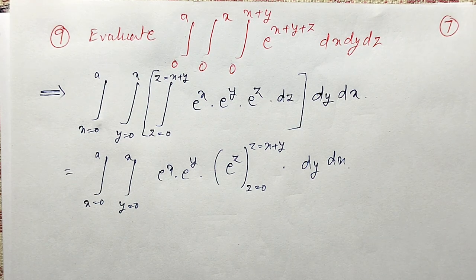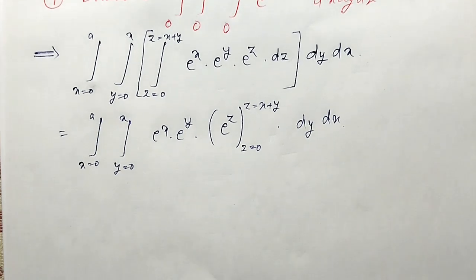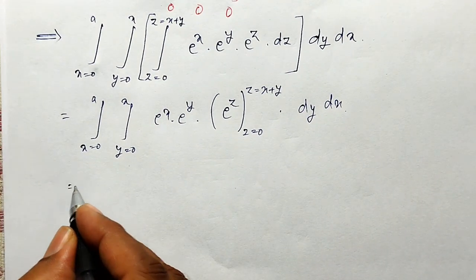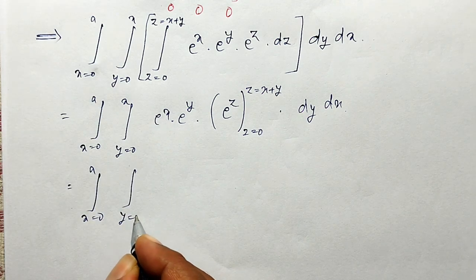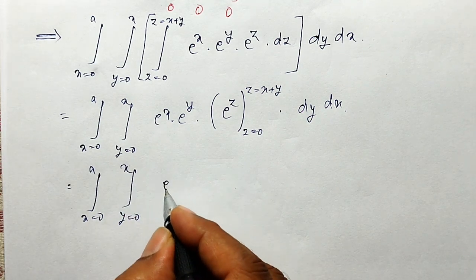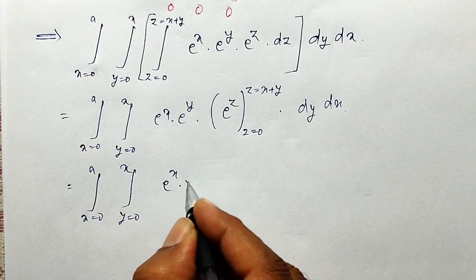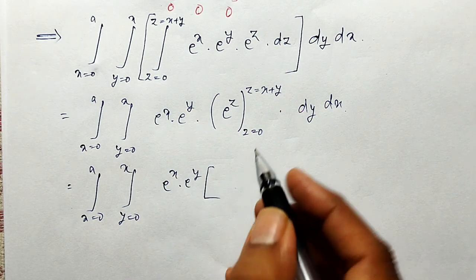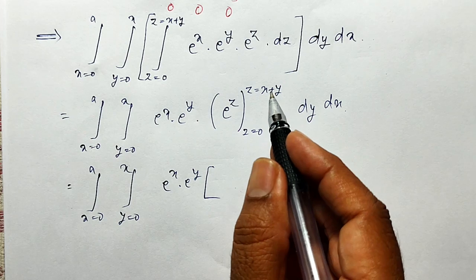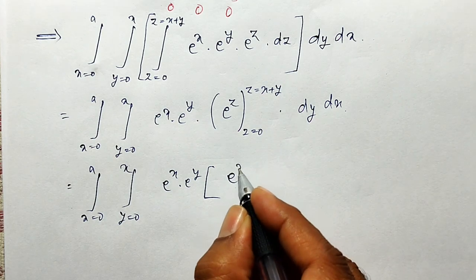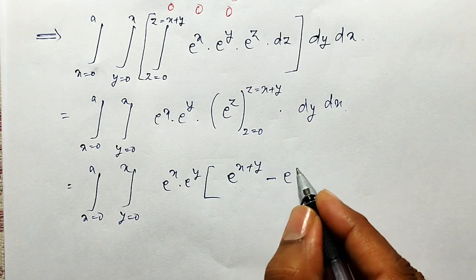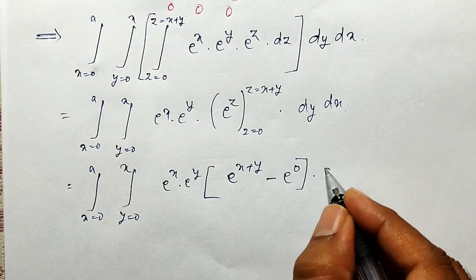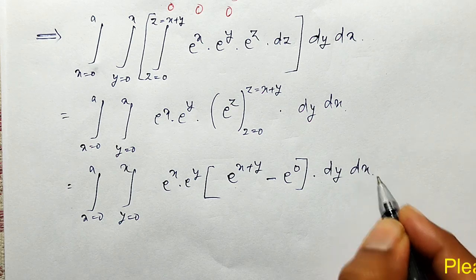Now substitute the limits, upper limit minus lower limit for this one, that is integration from x equal to 0 to a as it is, y equal to 0 to x as it is, e raised to x into e raised to y also as it is. Now the upper limit z is replaced by x plus y, therefore e raised to x plus y here, minus e raised to 0, into dy dx.